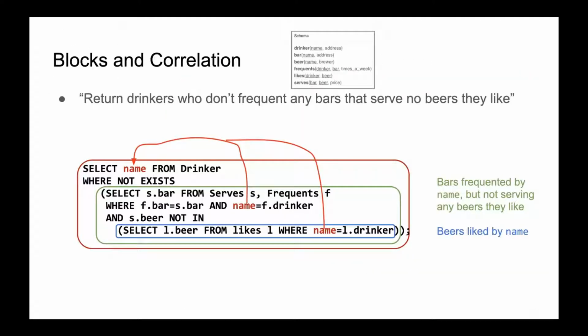And one of the difficult parts of breaking down SQL queries is that they can be very complex, and could have a lot of subqueries inside. For example, say you want a query that returns drinkers who don't frequent any bars that serve no beers they like. For the innermost query, you first get the beers liked by name, and then using that information, we get bars frequented by name but not serving any beers they like. And then the outermost query gets the desired output, which is returning drinkers who don't frequent any bars that serve no beers they like.